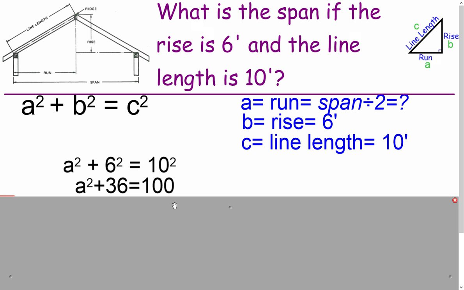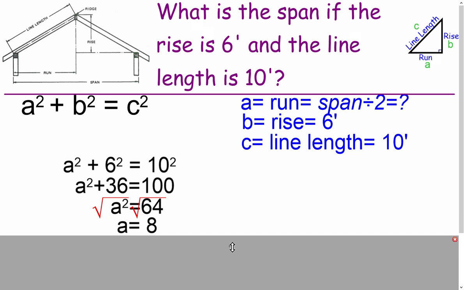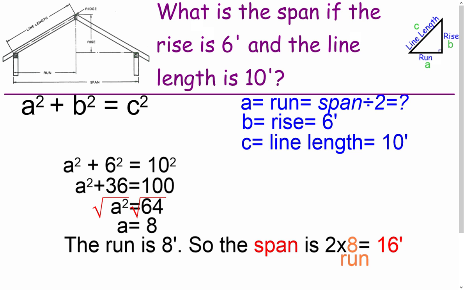We're going to get a squared plus 36 equals 100. We're going to subtract 36 from both sides, so we get a squared equals 64, and we're going to take the square root of both sides. The square root of 64 is 8, so that means that A equals 8. So A is 8 feet. The run is 8 feet, so what would the span be? The span is 2 times 8, or 2 times the run. The span is 16 feet.